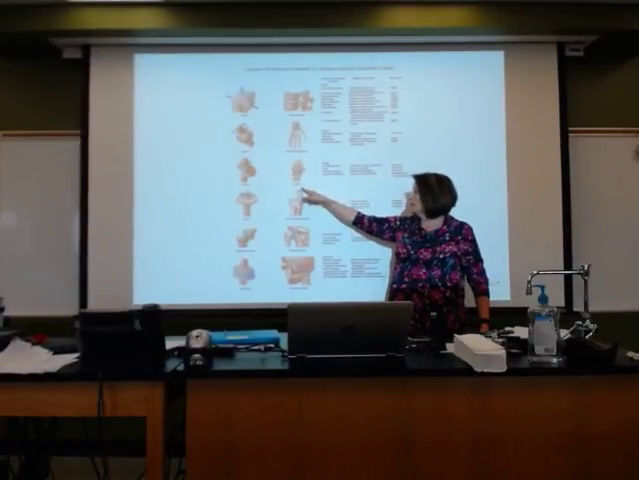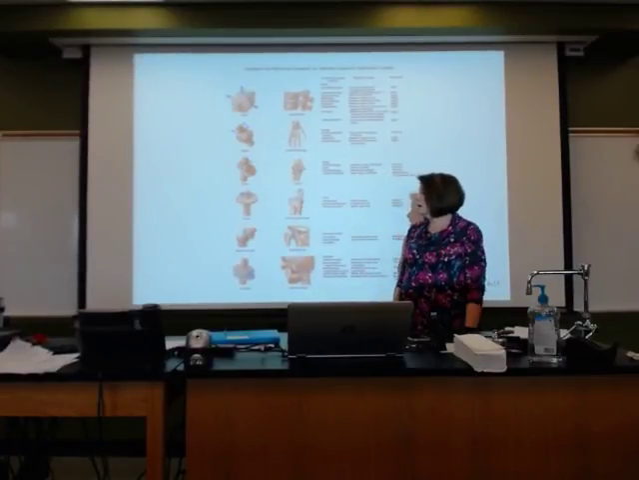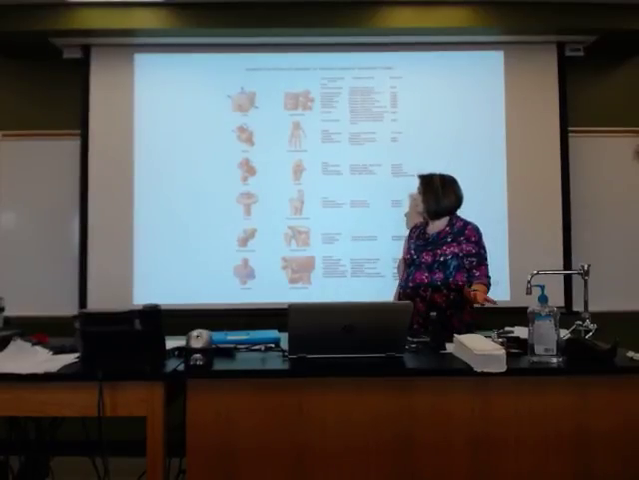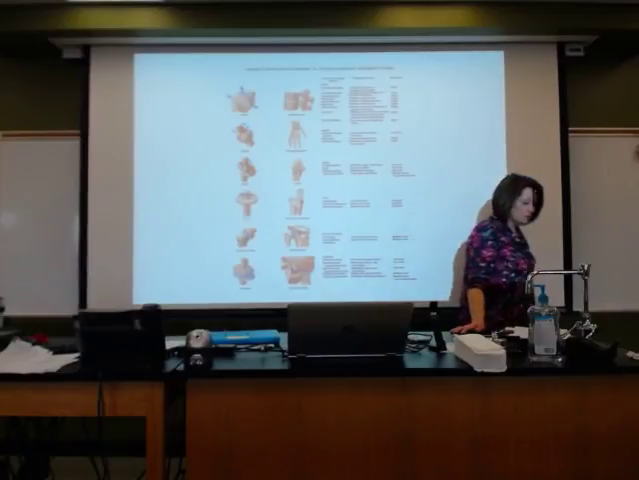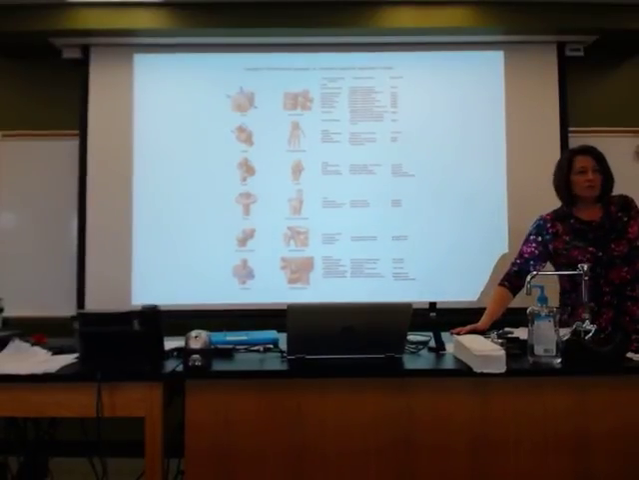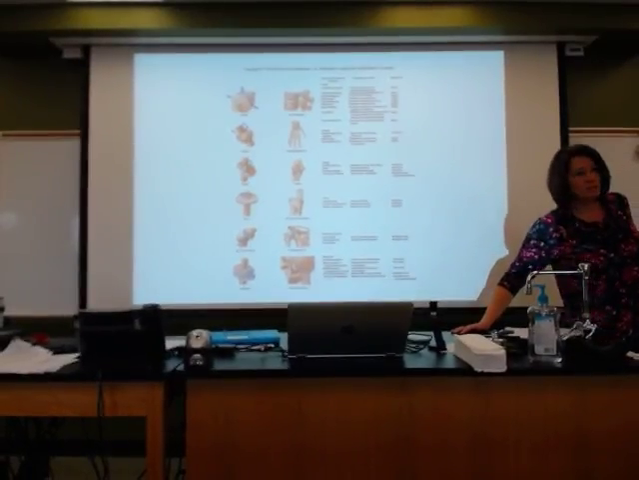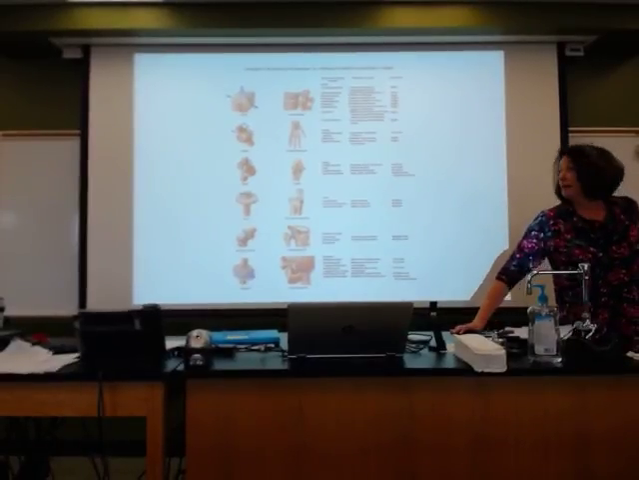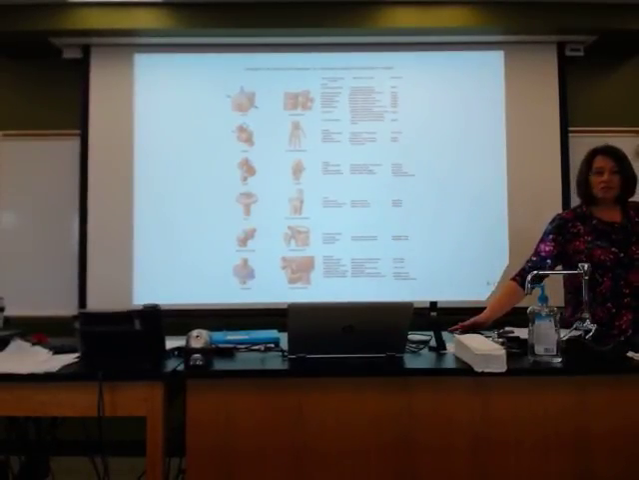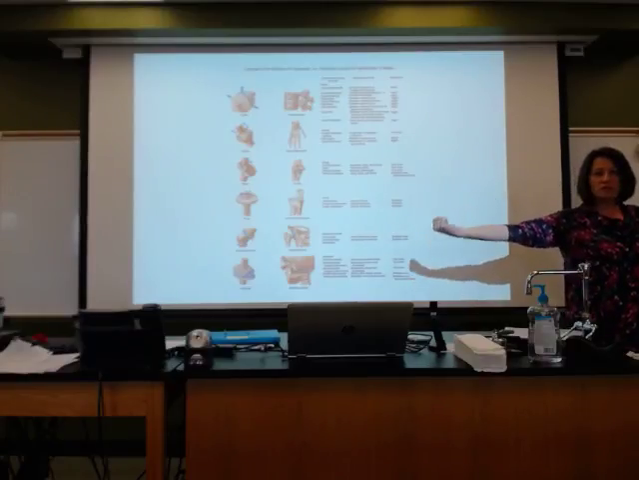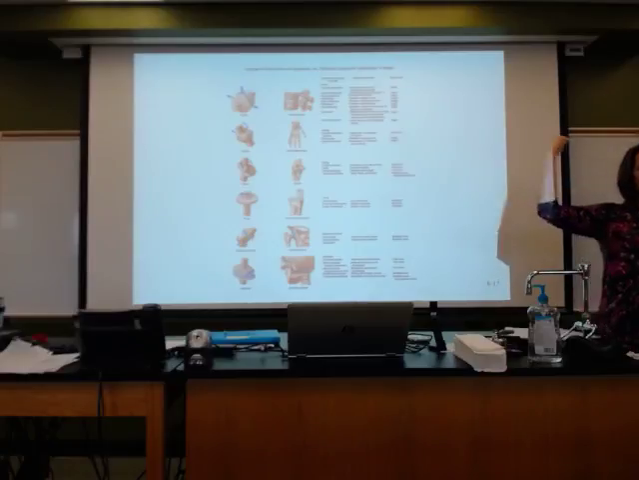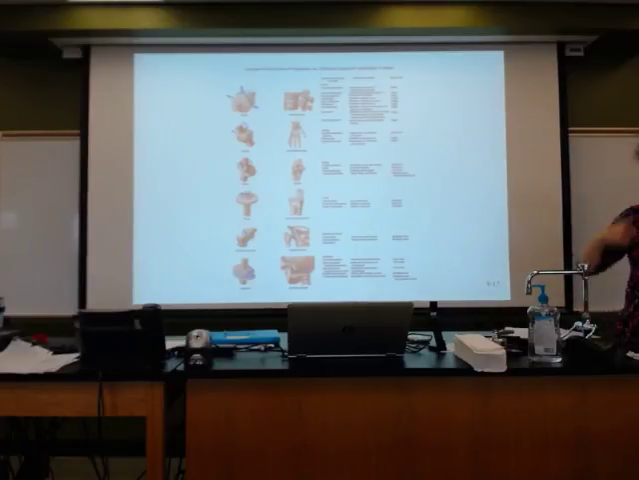A hinge joint, cubital. If we're looking at the knee, for example, it's only moving in that one direction. So we're going to say that is a hinge joint, because we're only getting that one movement occurring.